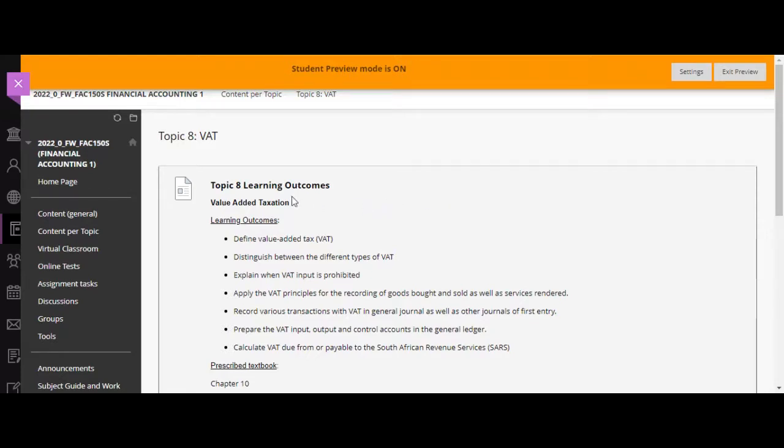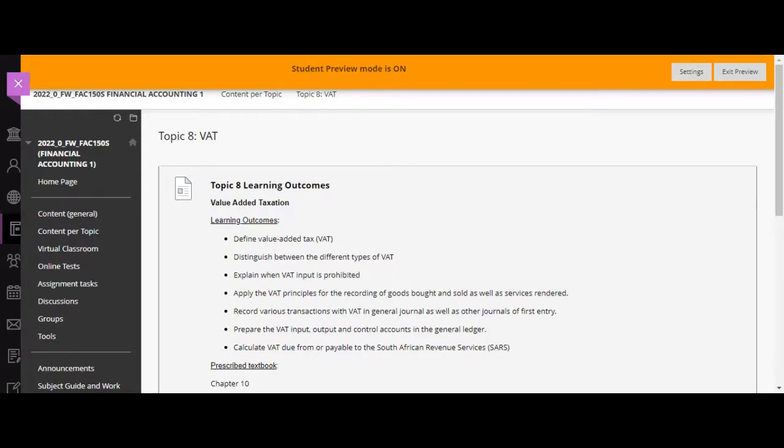So here we have the topic 8 learning outcomes. What are we expecting from you? Define value added tax. You'll see later on when I display a little slideshow, it also states that you must be able to define value added tax. Now, interestingly enough, your textbook doesn't actually define it.